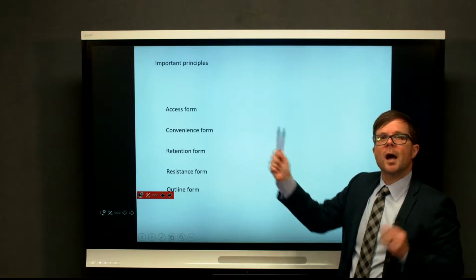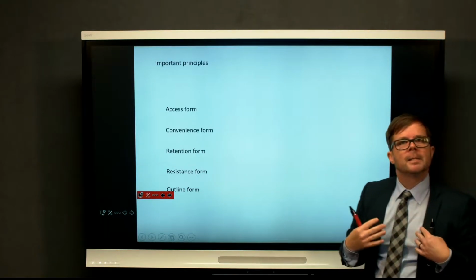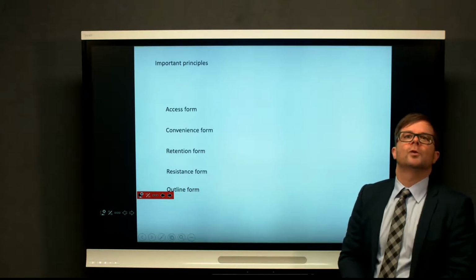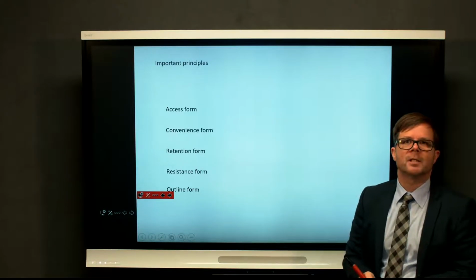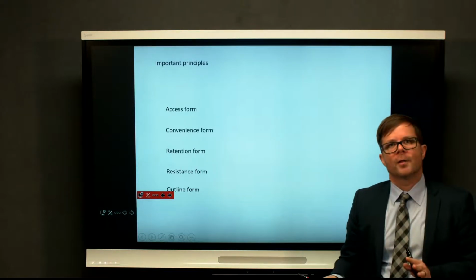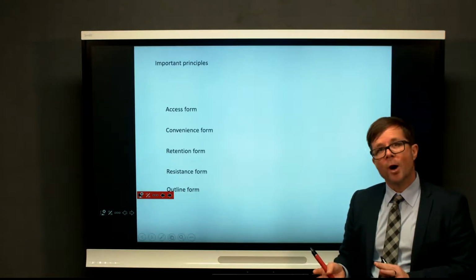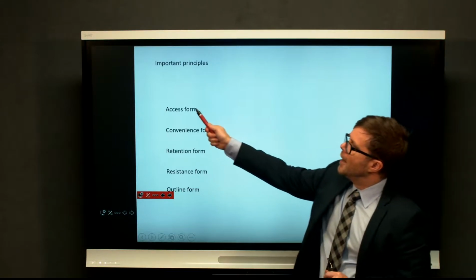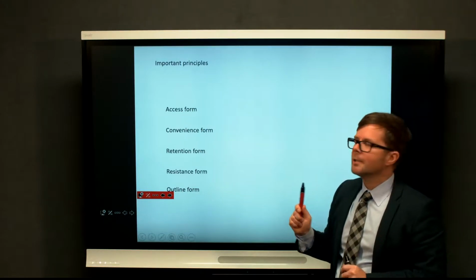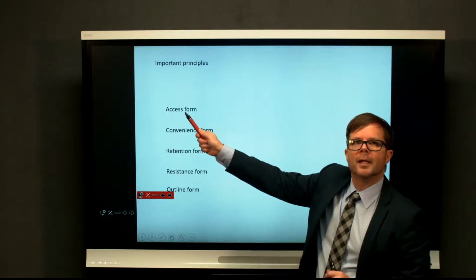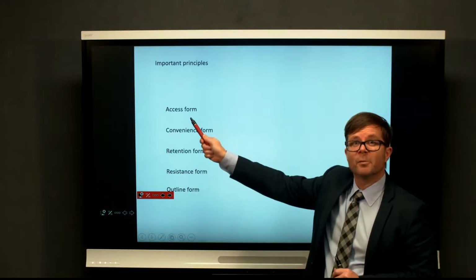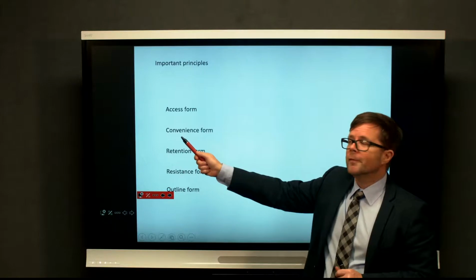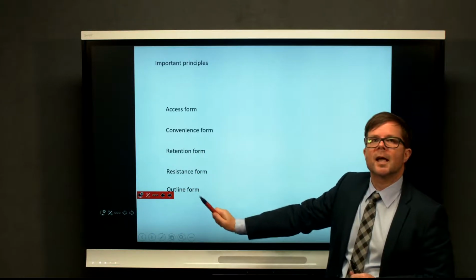The principles are principles, right? So they're guiding ideas that we will apply generally across all cavities. They're principles that apply to cavity design, but the way we apply those principles will be determined by those previous characteristics. All right? So they're all about the form that our cavity will take, and they are in alphabetical order. Actually, they're not alphabetical order. They're in no order. Access form, convenience, retention, resistance, and outline.